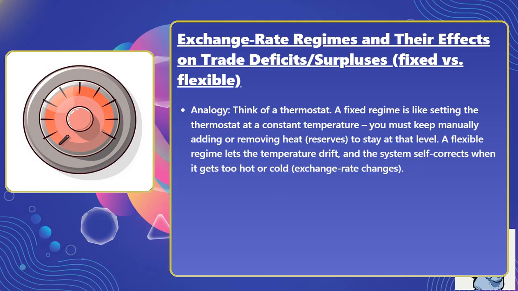Analogy: think of a thermostat. A fixed regime is like setting the thermostat at a constant temperature. You must keep manually adding or removing heat reserves to stay at that level. A flexible regime lets the temperature drift, and the system self-corrects when it gets too hot or cold, exchange rate changes.